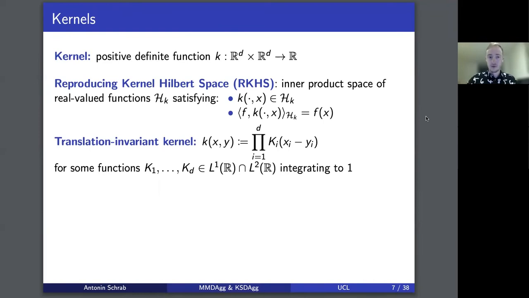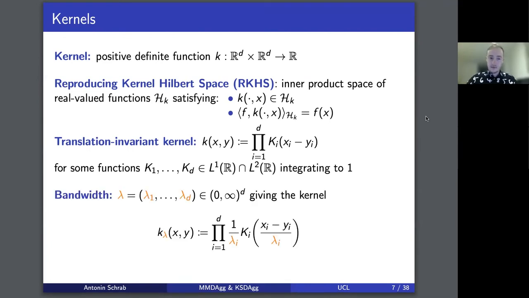We'll be working with a translation invariant kernel of this form, where it is essentially a product of kernels in each dimension. And it's translation invariant because here we have x_i minus y_i. This is for some functions k_1 to k_d, which lie in L1 and L2, and we scale them so that they integrate to 1. We scale them so that they integrate to 1 just for our theoretical result. In practice, this does not really matter.